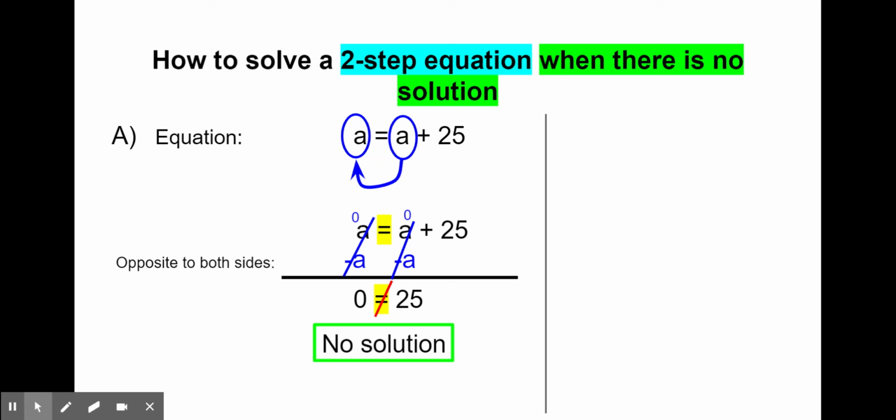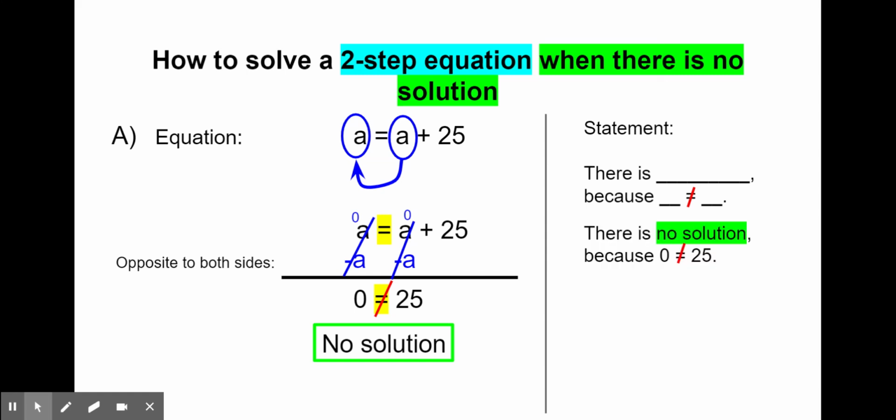For this type of equation, we don't have a check. Instead, we need to write a statement that has this kind of frame. We have there is blank because blank is not equal to blank. We can fill in these sentence frames in order to explain why we have our answer. So in this case, we have there is no solution. That was our answer. There is no solution because, and our reason is 0 doesn't equal 25. We had a constant that's not equal to a different constant.